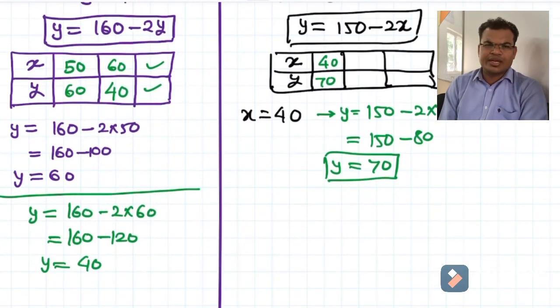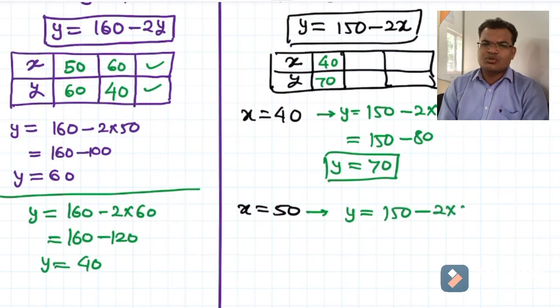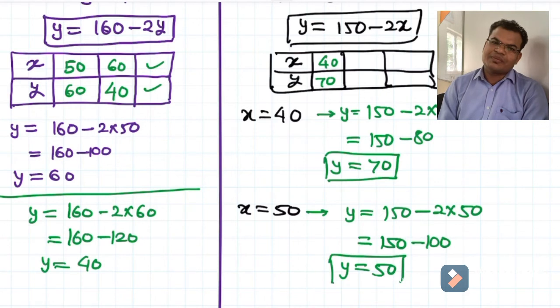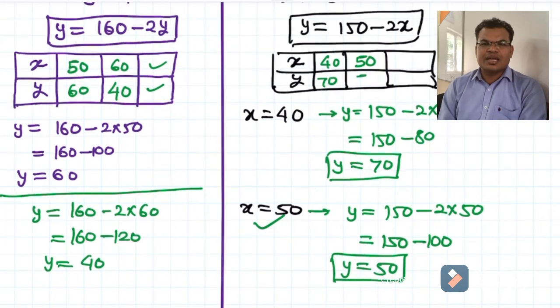What else should I take? x equals 50. So 150 minus 2 into 50, that is 100. So 150 minus 100 is 50. I told you just now, do oral calculations. So y is 50 when x is 50. Okay, so x and y both are clear here. I'm just putting these values in the table: x is 50, y is 50. You can see my table, guys.